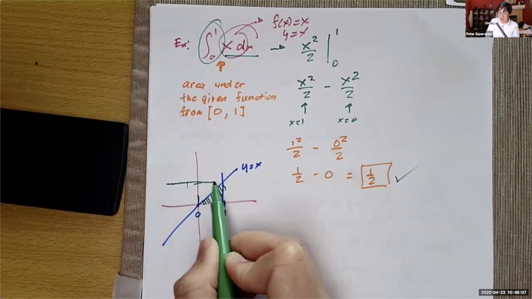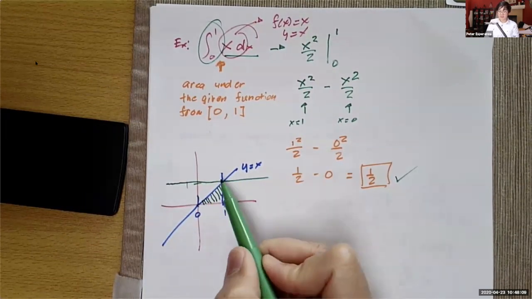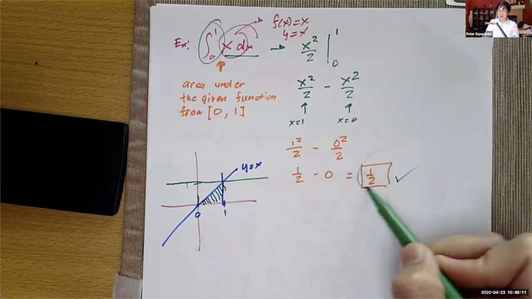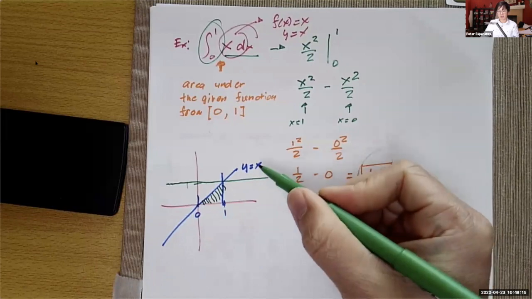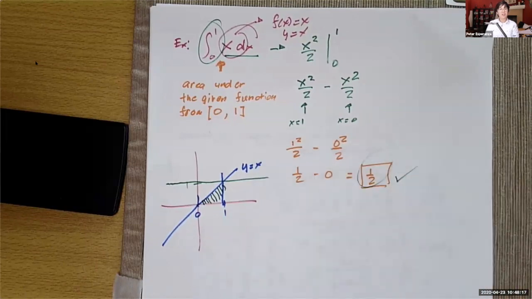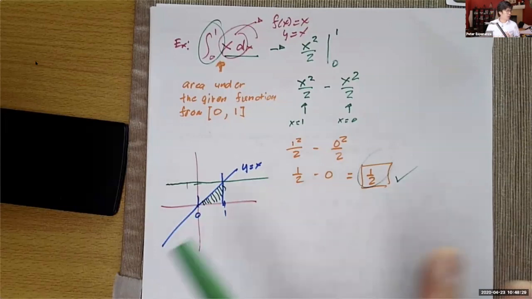If we draw a line right here, we know that this is 1 square unit, but we got 1/2 because the function that we're working on is a diagonal line. So that's why we're using this mathematical process to find the area under the curve of a given function. I hope you're understanding now why we have this process right here.